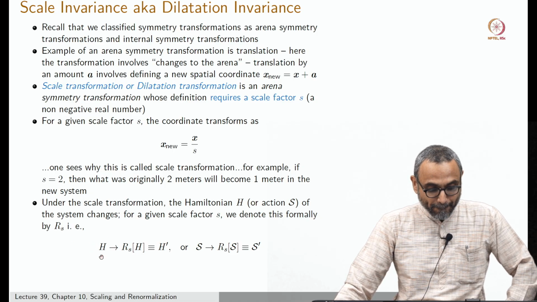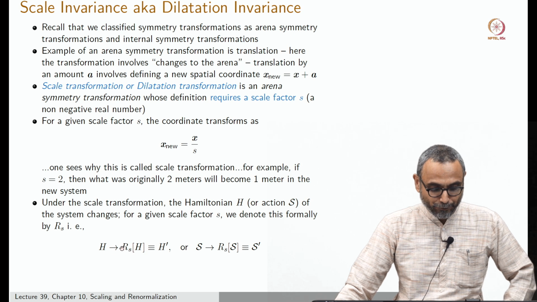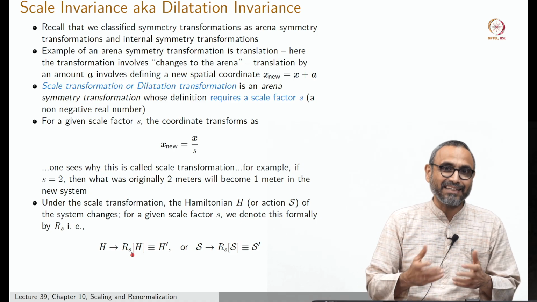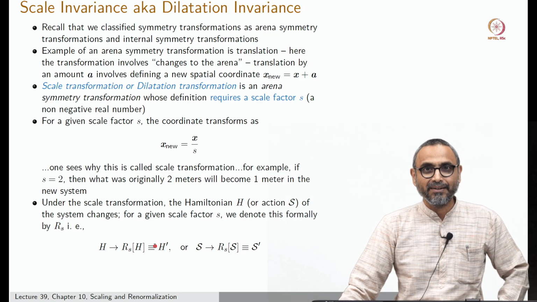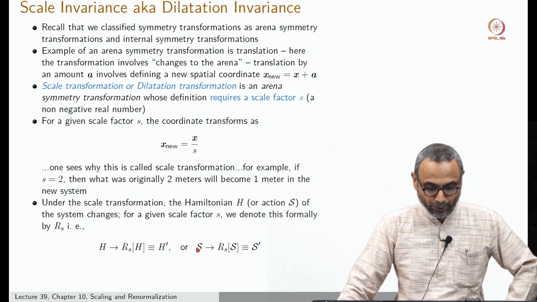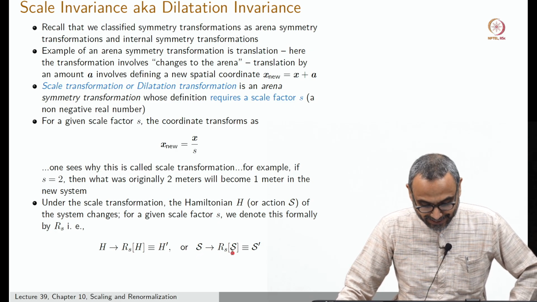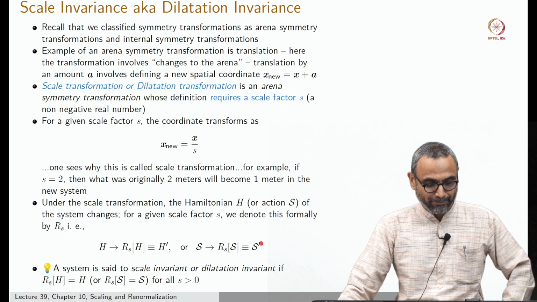So H maps to a new Hamiltonian which we called H prime, or formally RS takes H as an input, and it gives you a new Hamiltonian called H prime. You could as well implement this on an action, such as in a Ginzburg-Landau theory, which we will do presently. S goes to RS of S, and this is what we call another action, which is called S prime.